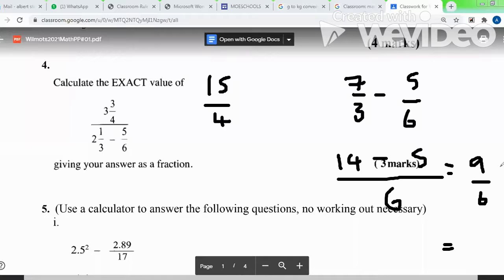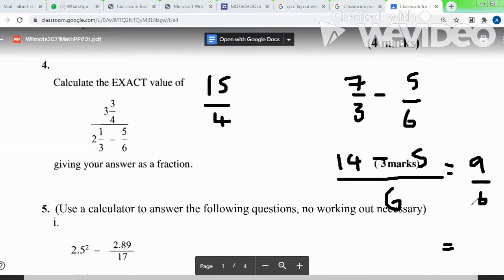Can someone tell me the other common factor, not necessarily the highest, of 6 and 9? Factor is something you divide into. Apart from 3, what common factor can go into 6 and 9? It will be 1. So the common factors of 6 and 9 would have been 1 and 3. But the highest common factor is 3. So when you're canceling, what do you look for? The highest common factor.